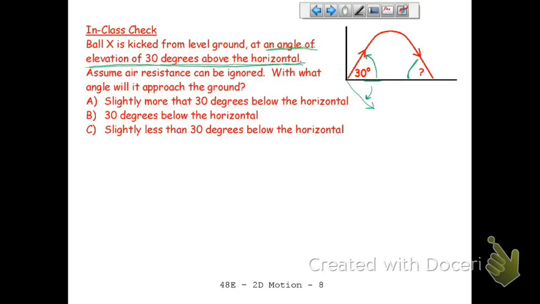So you want to commit? I didn't give out the clickers today. I'll do it bit by bit. So put down A, B, or C, just in your mind, what you think it is. And I'm going to tell you that the right answer is B. And can anybody justify that for me? Why is it exactly 30 degrees, 30 degrees below the horizontal?